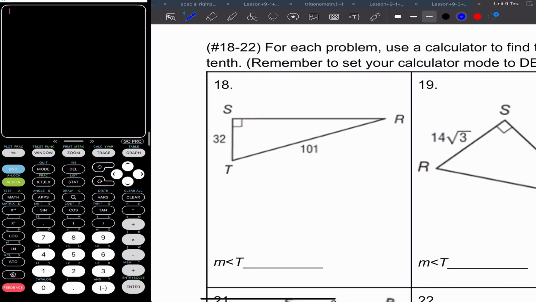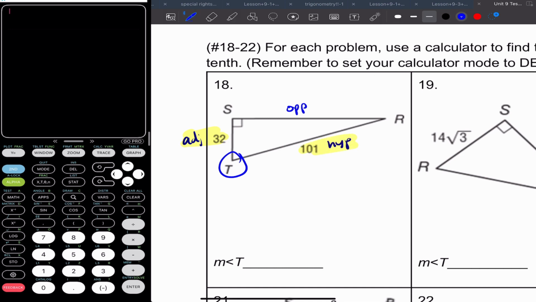All right, let's take a look at 18. So I've got to find the measure of angle t. Where's angle t located? T is right here, and I'm going to label the figure. This is the opposite side, this is the adjacent side, and this is the hypotenuse because it's across from the 90-degree angle. Now, let me highlight the given information. We have 32, that's adjacent, and 101, that's the hypotenuse.